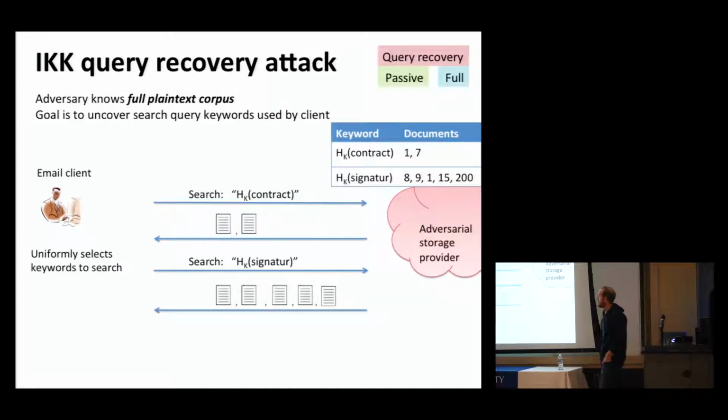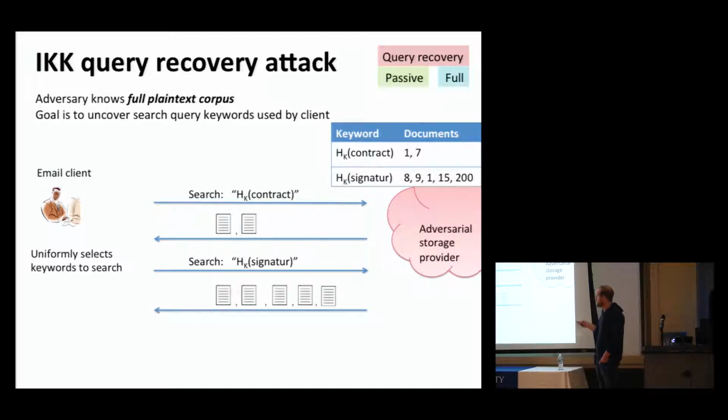So the IKK query recovery attack looks at the following setting, which is that the storage provider actually knows the entire email corpus. I guess this could be relevant in a context where the plaintext corpus is actually public. In any case, when this happens, of course, plaintext leakage is not relevant. You know the plaintext already. But what is still potentially hidden by encrypted search is which queries are being made against the server. So it's not trivial to figure that out.